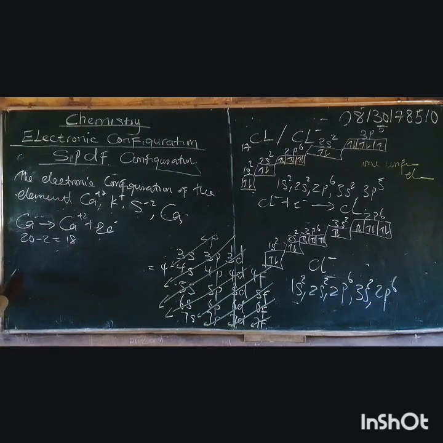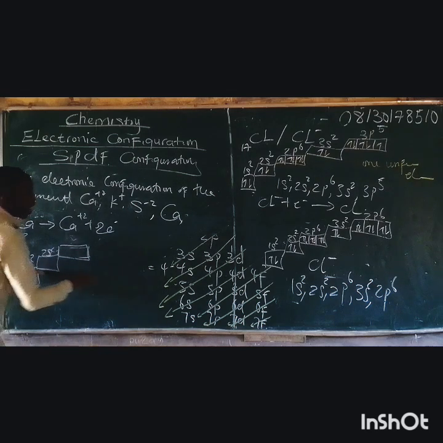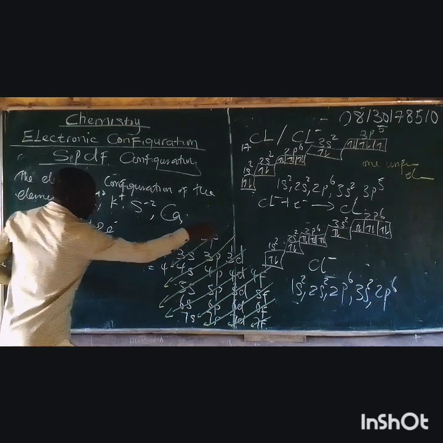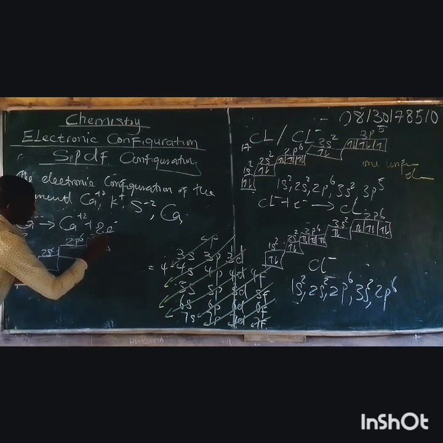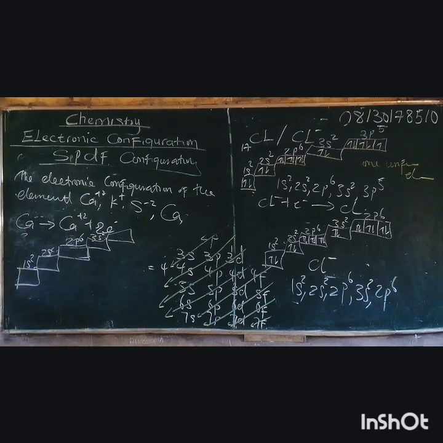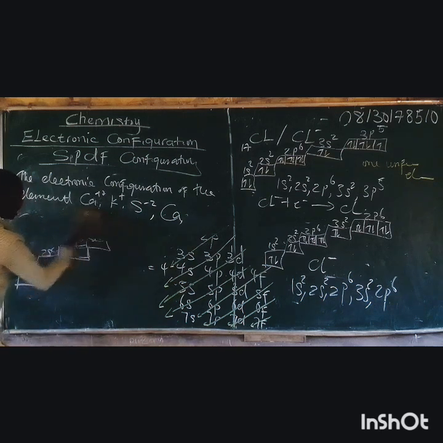So let's start again. We have 1s2, 2s2, and we are going to 18. I hope you know it's 18 now. 1s2, 2s2. After the 2s2, what do you have? 2p. So we have 2p6 now. We are going to 18. 3s2. And then over there, what should we have? I don't need to have any distraction. Let me clean up all this so that you can see it very well.